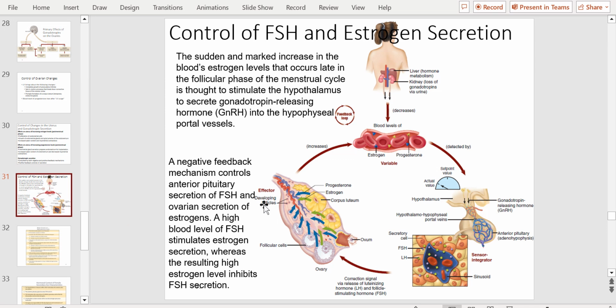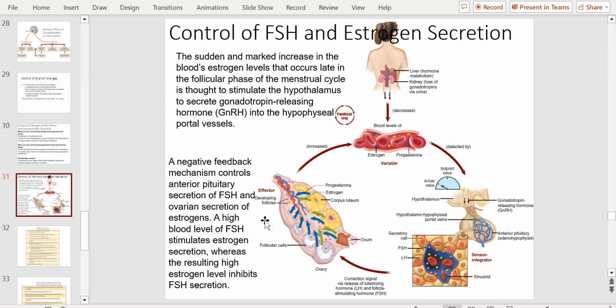So we've got control of follicle-stimulating hormone and estrogen secretions. The sudden and marked increase in the blood's estrogen level that occurs late in the follicular phase of the menstrual cycle is thought to stimulate the hypothalamus to secrete gonadotropin-releasing hormone, GnRH, into the hypophyseal portal vessel and adenohypophysis right there. All right, so we're talking about the front.